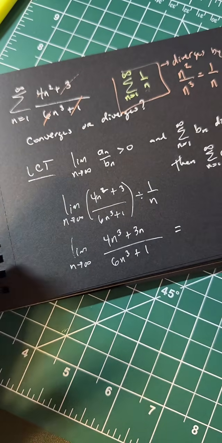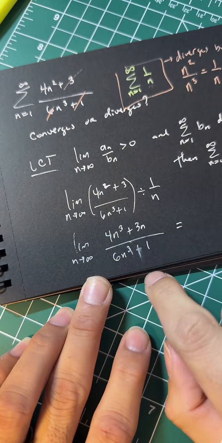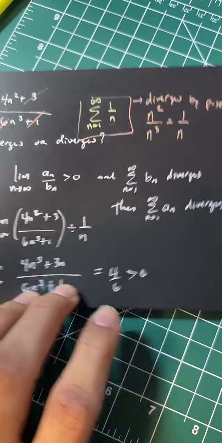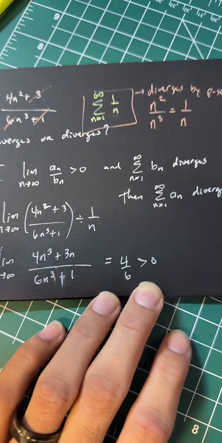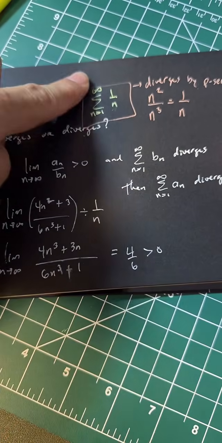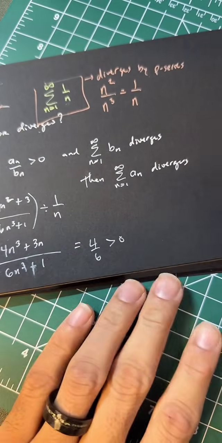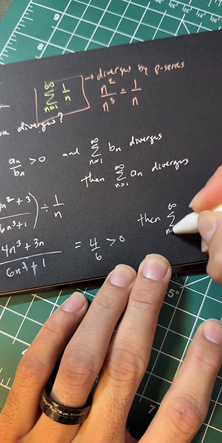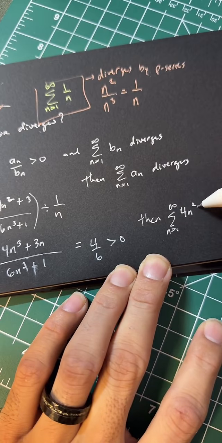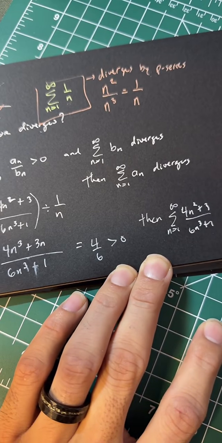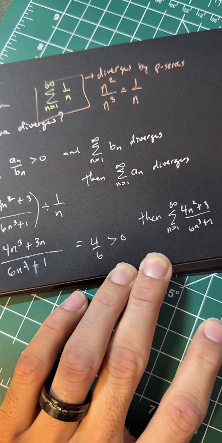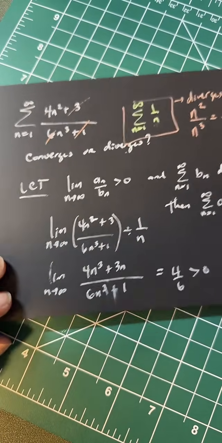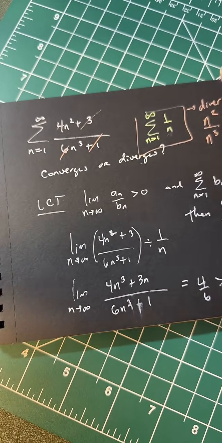And I don't know how technical your teacher gets, but as you can see, the degrees are the same. Therefore, this is going to be 4/6. In other words, it is greater than 0, and that satisfies this condition. The limit was greater than 0. We know this series diverges, so then this will diverge. So then we say, then the series, and you have to get super technical, 4n squared plus 3 over 6n cubed plus 1 diverges by LCT. Okay? So again, the way this works, limit comparison test.